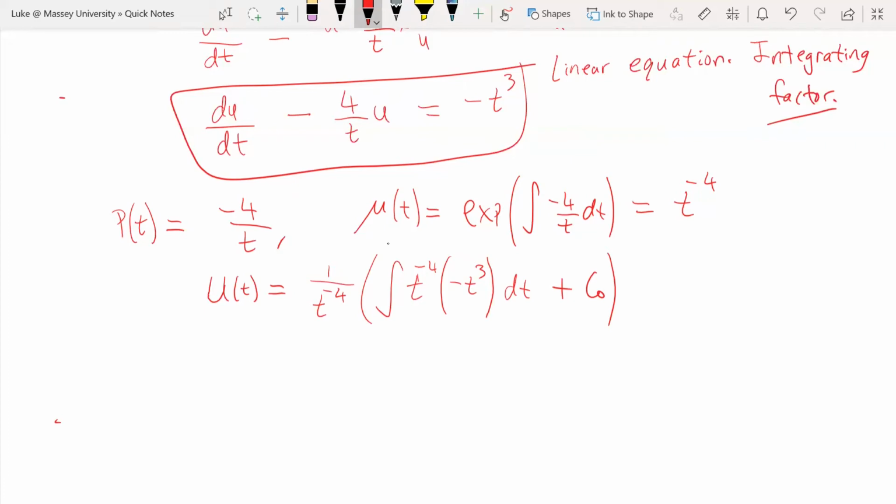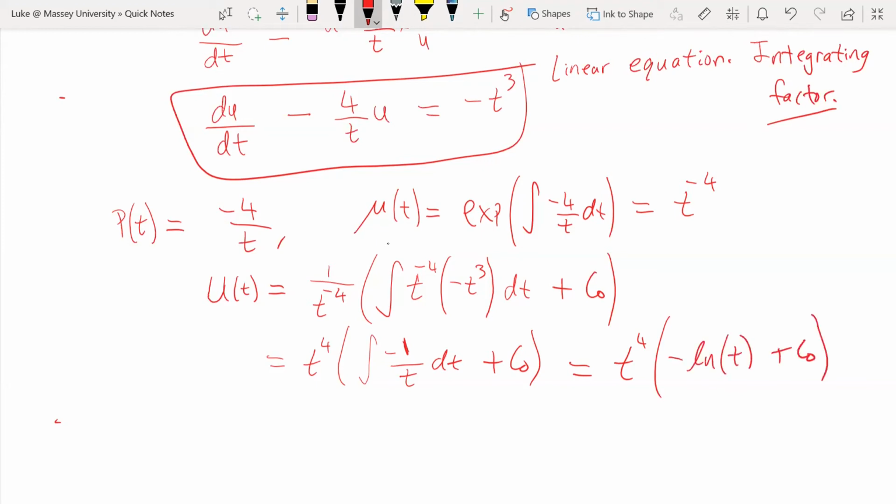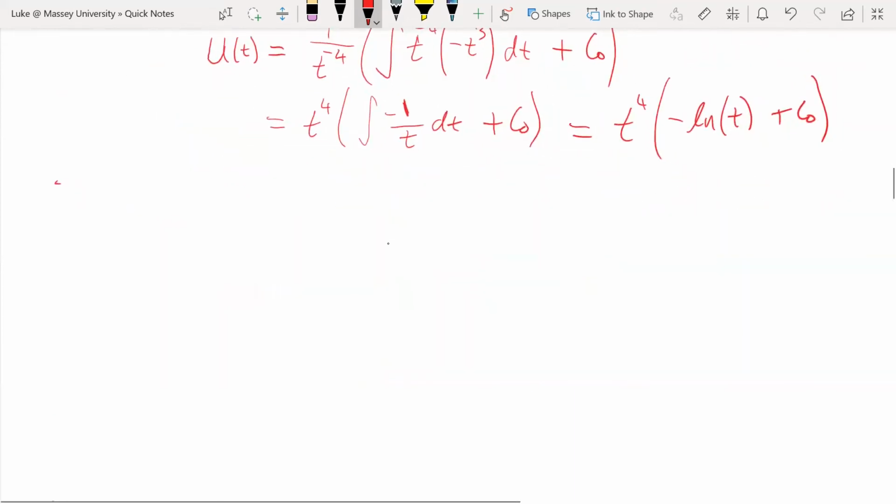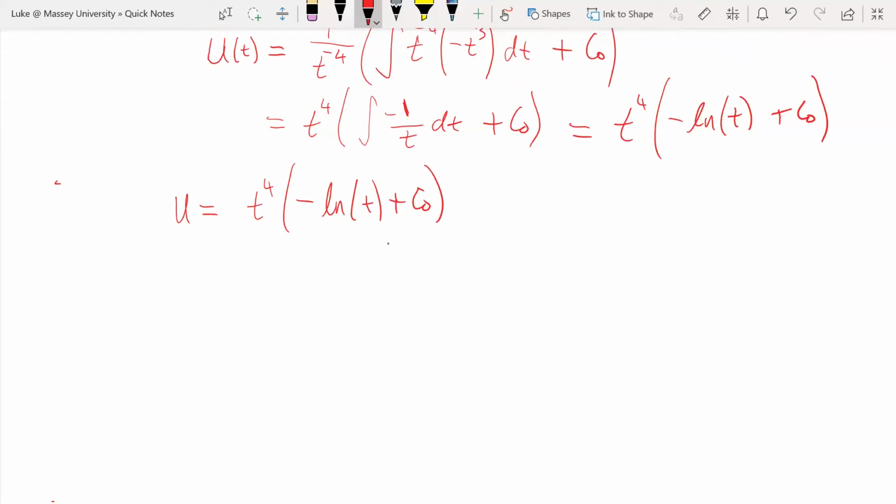Okay, well, we can simplify this. 1 over t to the power of negative 4 is just equal to t to the power of 4. t to the power of negative 4 times t cubed is t to the power of negative 1, and I have a negative here as well, so negative 1 over t. So that's t to the power of 4 times, well, this is just going to be the logarithm. The integral of 1 over t is log, so I'm going to get negative log of t plus some integration constant. So this is u. We have a general solution to this ODE in terms of u now.